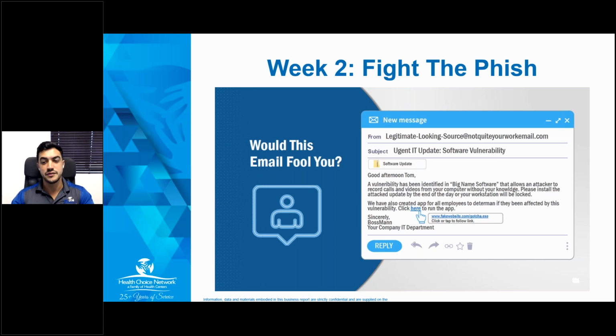So it's important to understand how to spot these phishing emails. This is a quick example that gives you a layout of what a phishing email would look like. It's always from some legitimate-looking email that looks similar to your email or people you do business with.